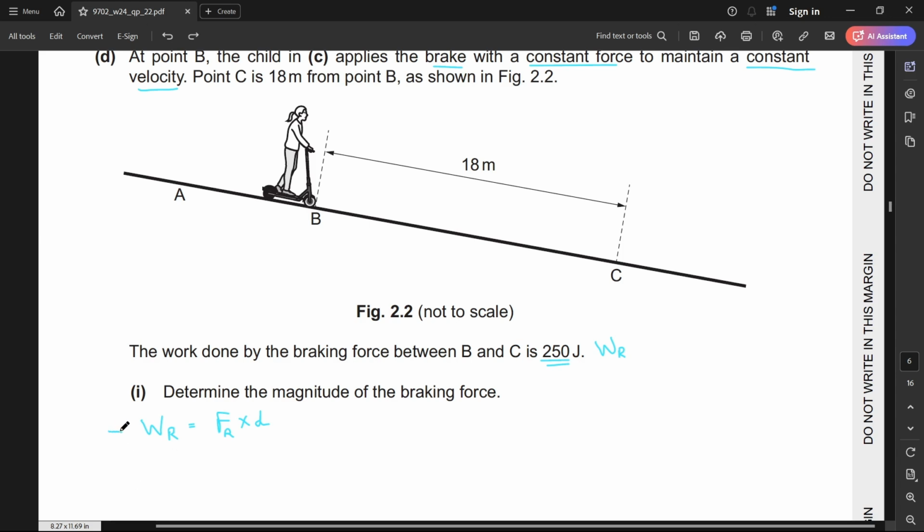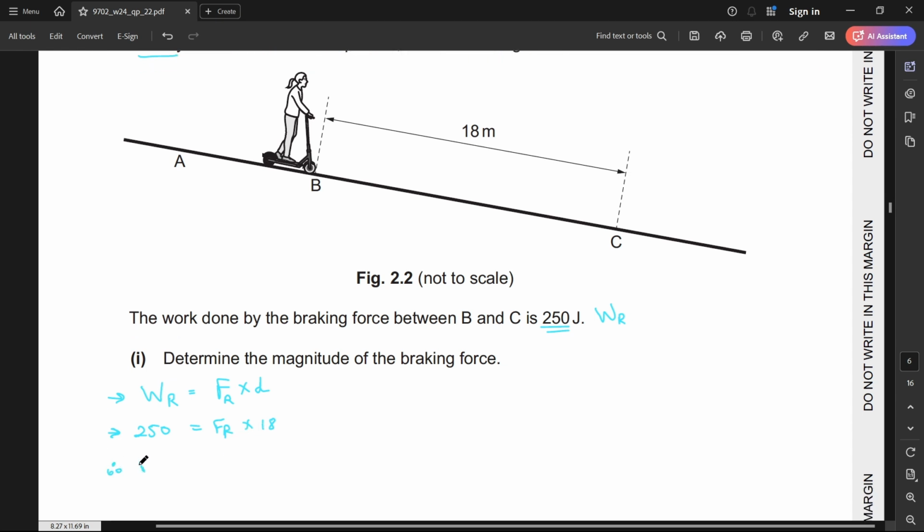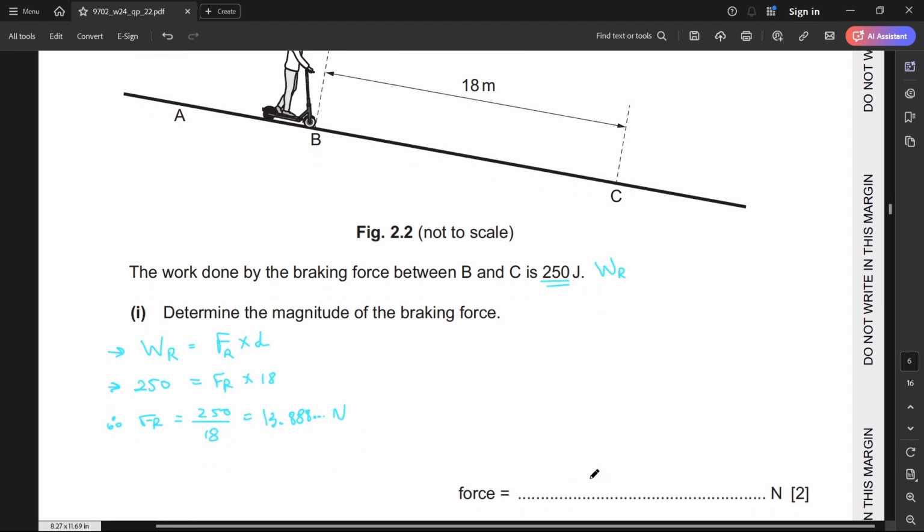And therefore, I can simply state that my work done because of the resistive force, 250 joules, is equivalent to the braking force into the distance of 18 meters. And therefore, my Fr comes out to be, if I do 250 by 18, 13.888 newtons. So the least significant figure is 2, and therefore I'll write this answer as 14 newtons over here.